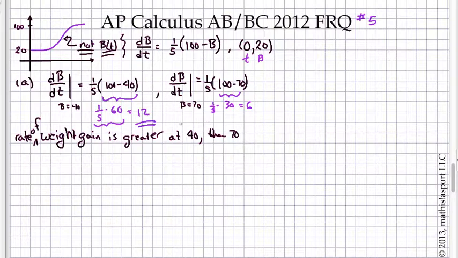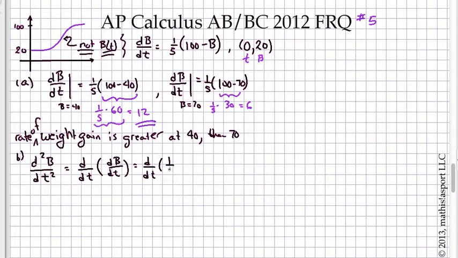All right, now we have to find the second derivative of B with respect to t. That's what part b is asking, d²B/dt². Well, that's going to be the derivative with respect to time of the function that they already gave us, dB/dt. Or in other words, the derivative with respect to time of 1/5 of (100 minus B). Taking that derivative is straightforward.